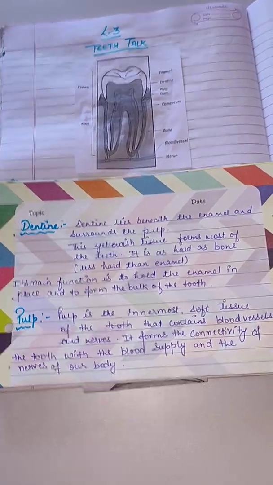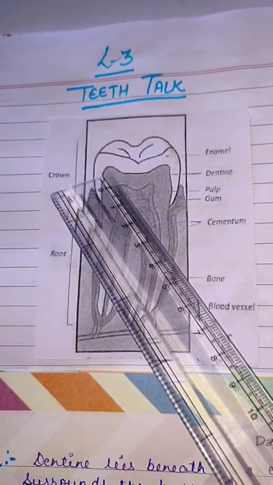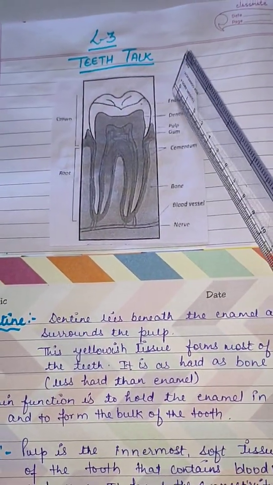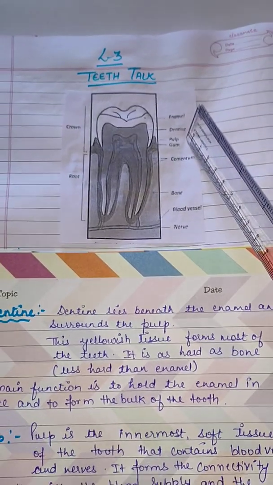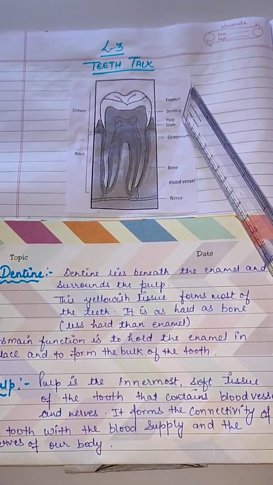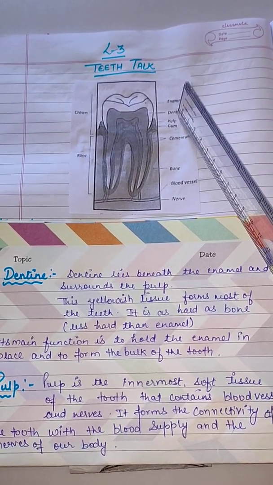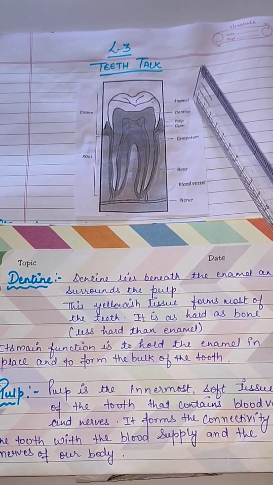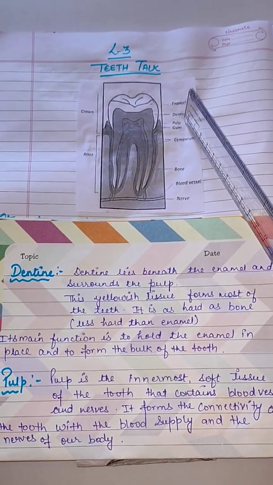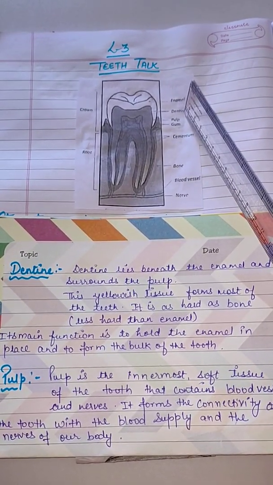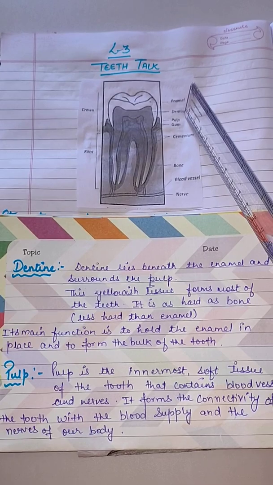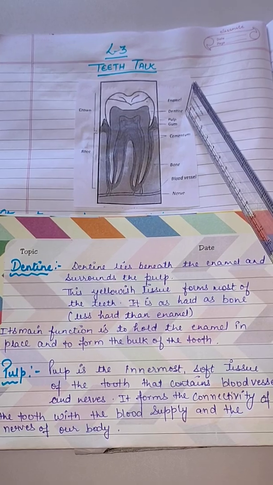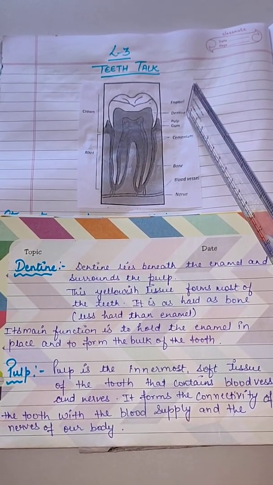Now the next layer is dentine. This layer lies beneath the enamel. Enamel के नीचे होती है ये dentine layer. This dentine is hard as bone, but it is less hard than enamel. Enamel is hardest and dentine is as hard as bone. And what is the function of this dentine? This dentine helps to hold the enamel in place and forms the bulk of the tooth.